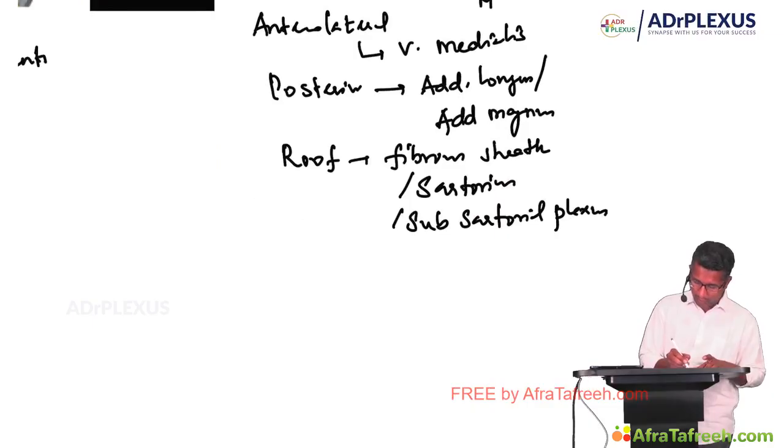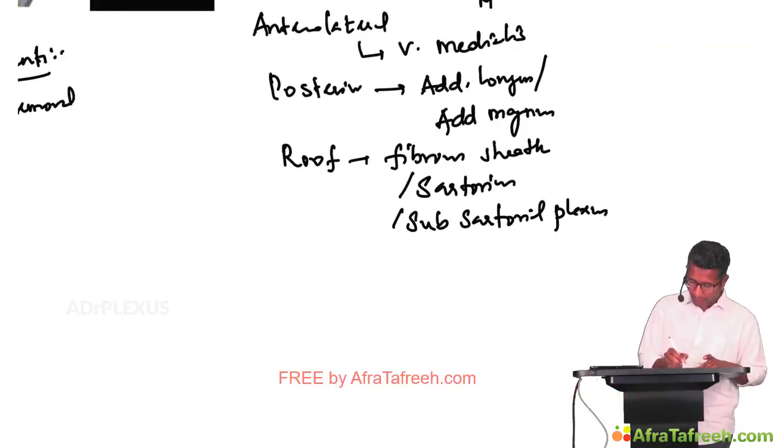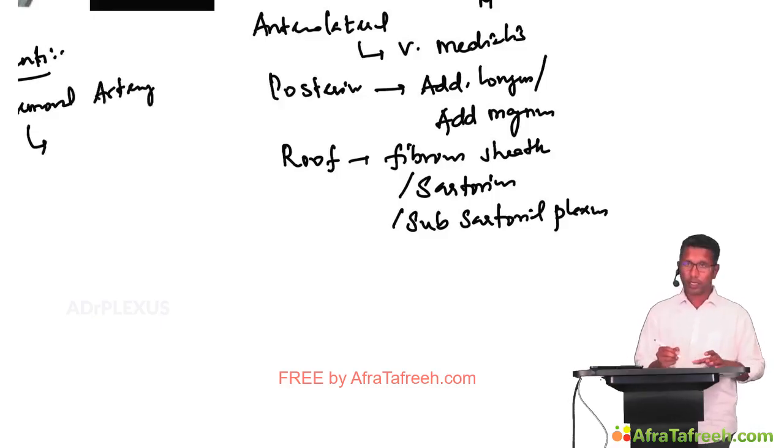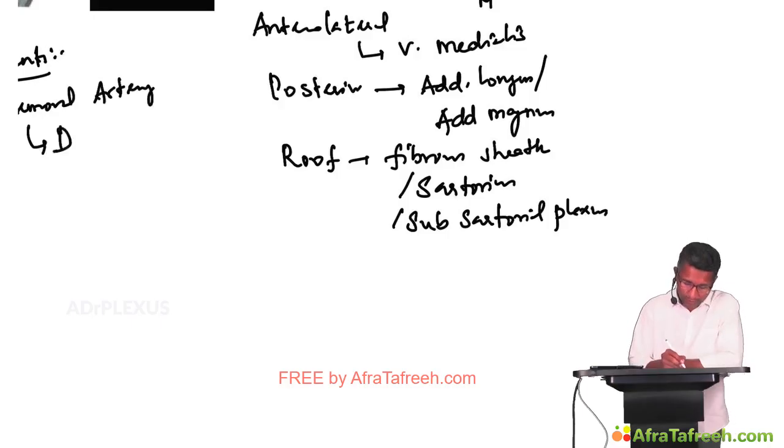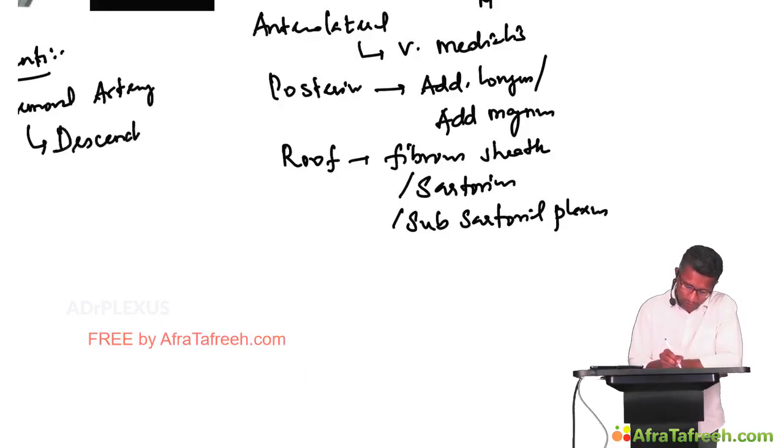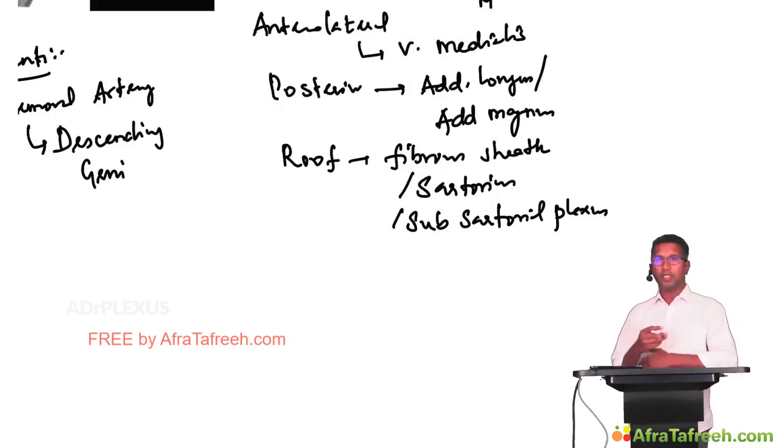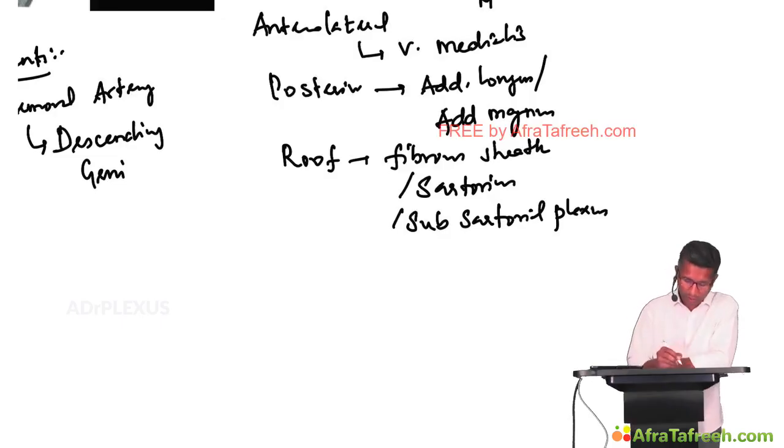The contents of the adductor canal are, one, the femoral artery, and this femoral artery gives a branch in the adductor canal that is called the descending genicular branch. Genicular means knee, the joint. It goes to the knee joint. It is called the descending genicular branch.